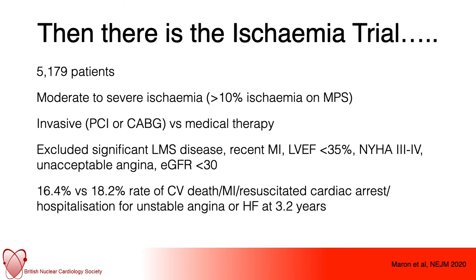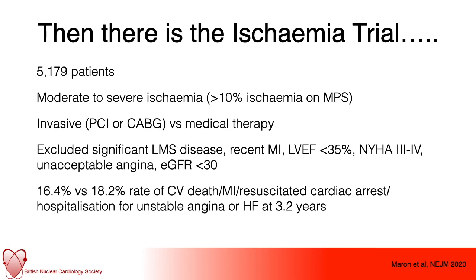Now, the MPS diagnostic cutoff for this was more than 10% ischemia. Echo had its own, cardiac MRI had its own, as did exercise tolerance test. What they did was they excluded significant left main disease with CT coronary angiography, and you can see the other relevant exclusions there, and they randomised these patients to early upfront invasive management, be that PCI or bypass, or medical therapy. And there was no significant difference in rates of cardiovascular death, MI, resuscitated cardiac arrest, hospitalisation for unstable angina or heart failure at 3.2 years.